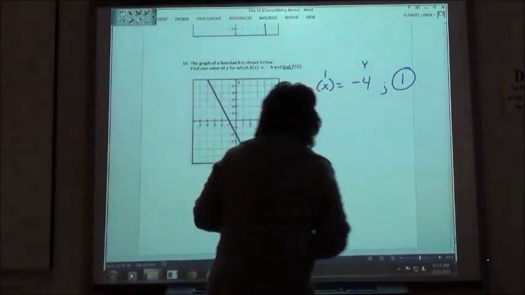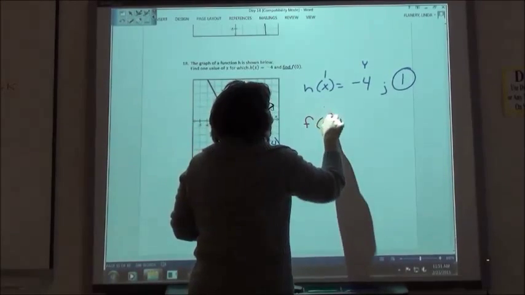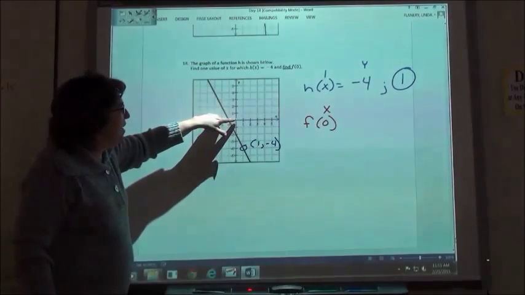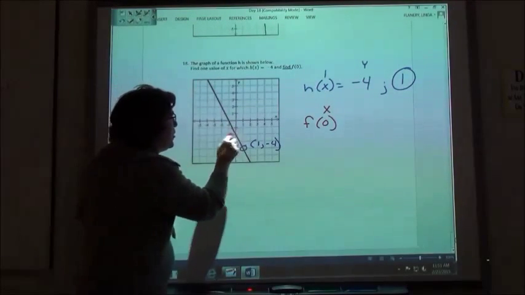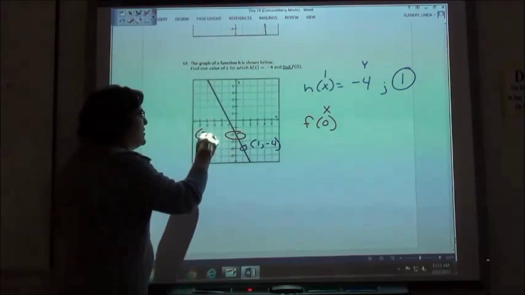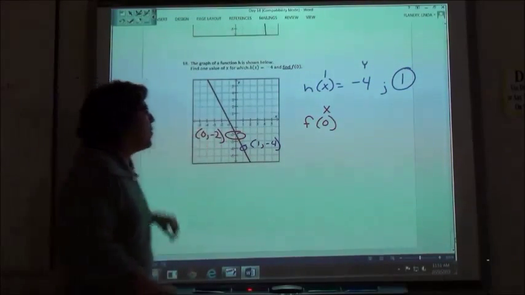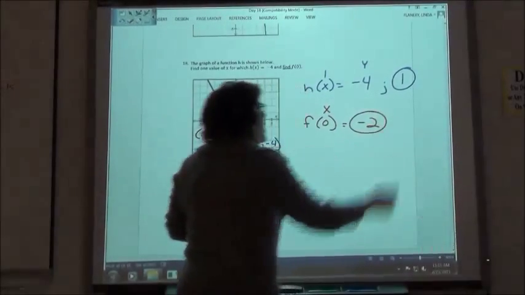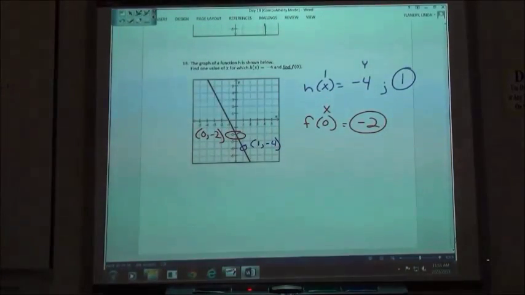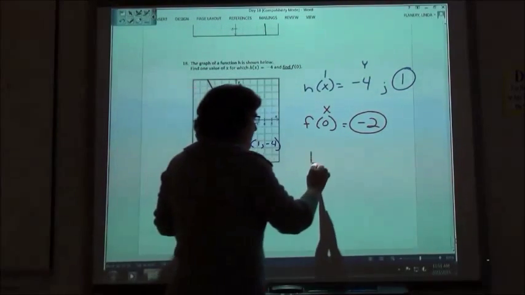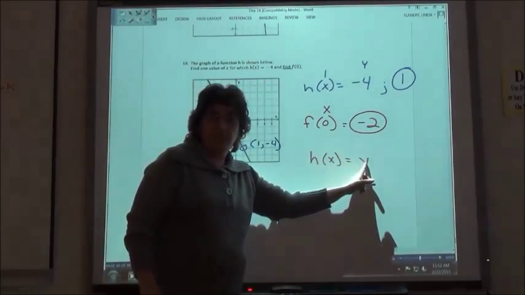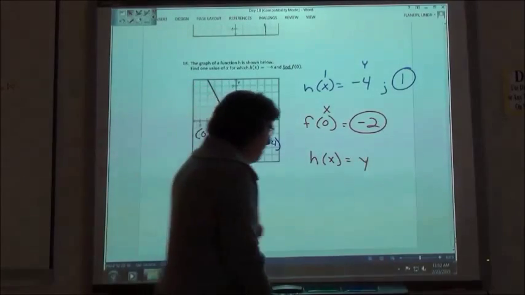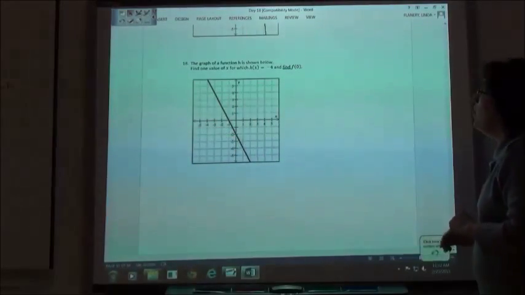And then the last one says find f of 0. That means the x value is 0. If the x value is 0, I didn't go left or right at all. That means to get to a point on my graph, I'm going to go down to that point right there, whose coordinates are 0, negative 2. And so when x is 0, my y value is going to be negative 2. So trying to get across functional notation: if h of x equals y, this is my x value, this is my y value. All right, that is the end of homework day 18.